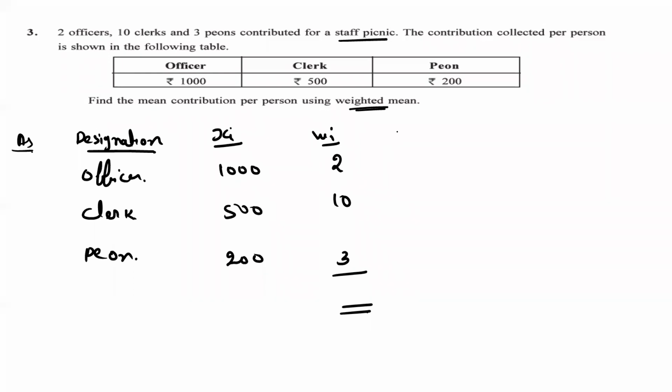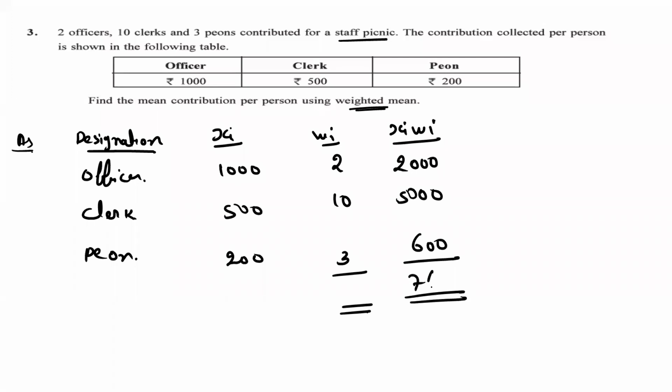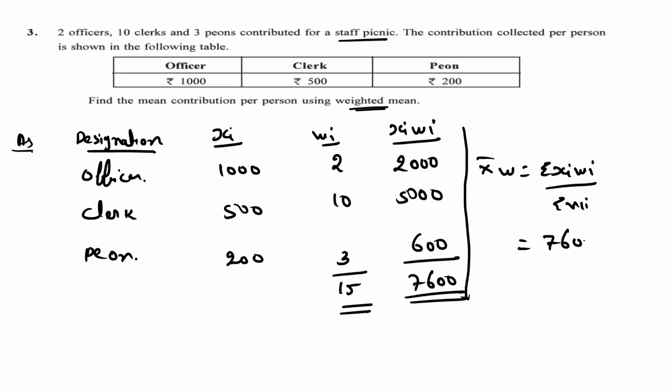What is the next column that you have to put? XIWI. 1000 into 2 is 2000. 500 into 10 is 5000. 200 into 3 is 600. Now make the total: 7600. What is the total of WI? 15. Now what is the formula? X bar W is equal to sigma xi wi upon sigma wi. So 7600 divided by 15. How much?